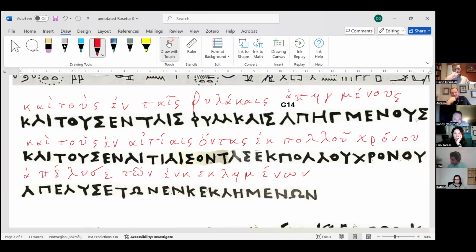Then just to summarize the whole sentence: and those who had been brought into prison, and those who had been accused for a very long time, he released, in parentheses, them from the charges, basically. Perfect. Okay.